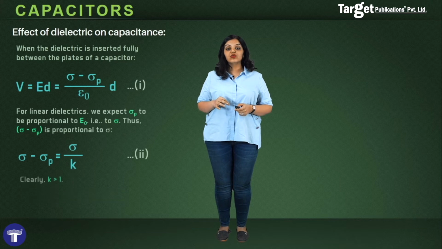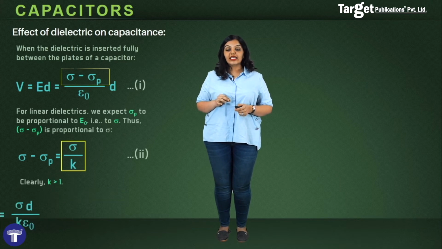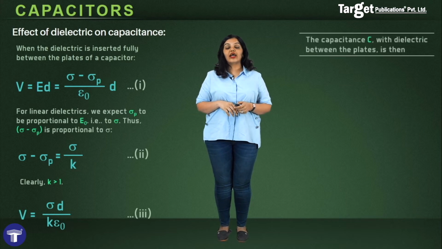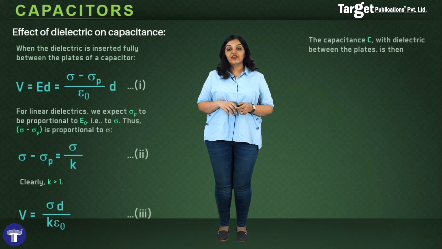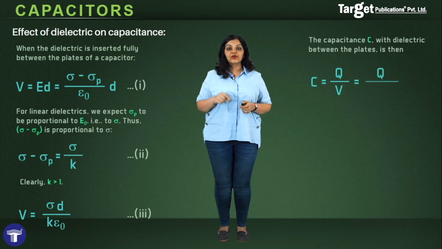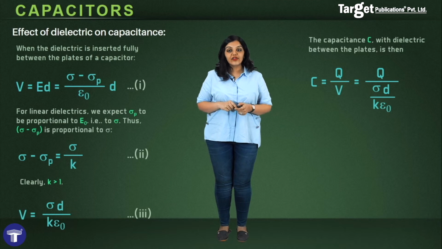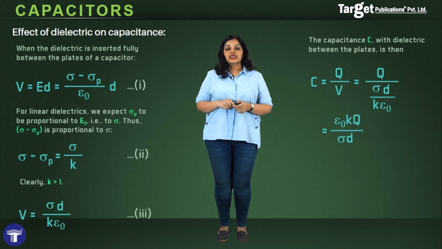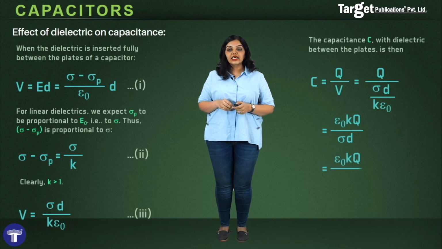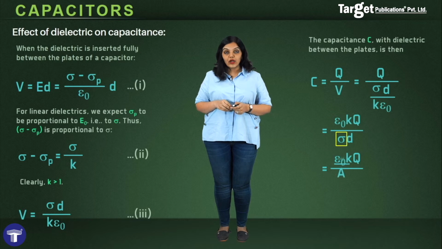Now I will substitute equation 2 in equation 1 and get that V is equal to sigma d upon k epsilon naught. Using this I can find the capacitance of the capacitor with the dielectric, which is given by C is equal to Q by V, where V is sigma d by k epsilon naught. Substituting, I get C is equal to epsilon naught k q by sigma d. But I can simplify this further. I will replace sigma, the surface charge density, by q by A, and I get that C is equal to epsilon naught k q upon q by A into d.